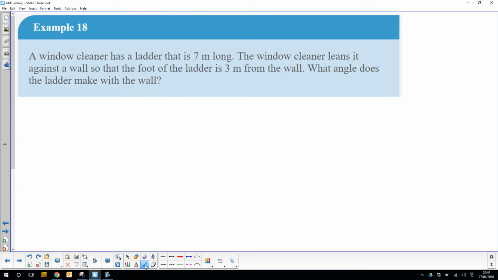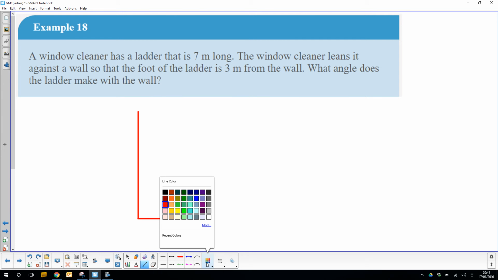So it says the window cleaner leans it against the wall. So I need a wall and we probably need a floor, because whenever there's a wall there tends to be a floor somewhere fairly near. And it says the ladder is 7 meters long. So let's get a 7 meter long ladder, we'll have a blue ladder. So there is our ladder leaning against our red wall and red floor.